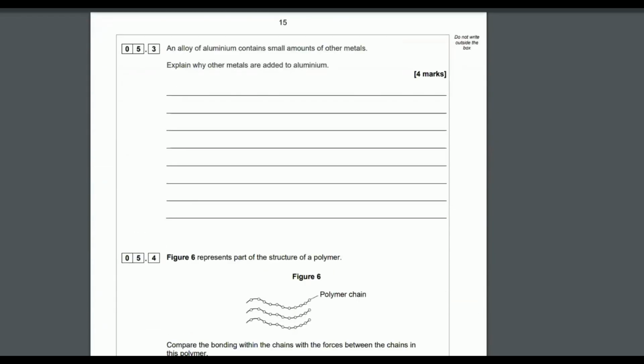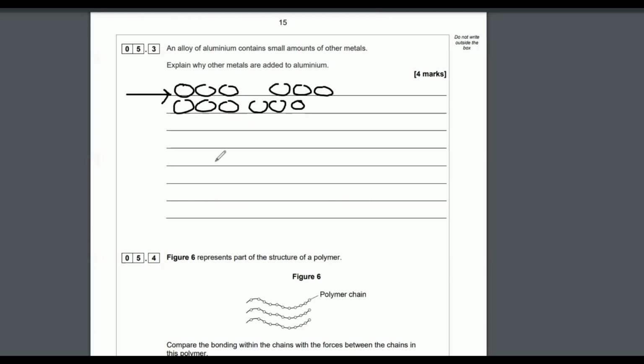Okay, we're on 5.3. An alloy of aluminium contains small amounts of other metals. Explain why other metals are added to aluminium. So here is a diagram of aluminium. Aluminium is soft. Any pure metal is soft. And if you push it, the layers can slide over each other like this. And this makes it very malleable and easy to shape into things like the bodies of cars or the frame of a bike or a cutlery set or something.